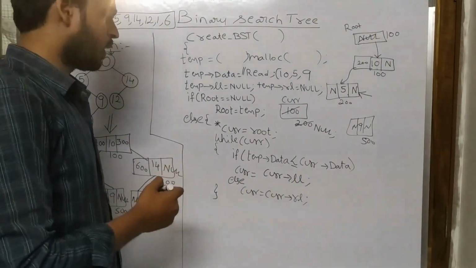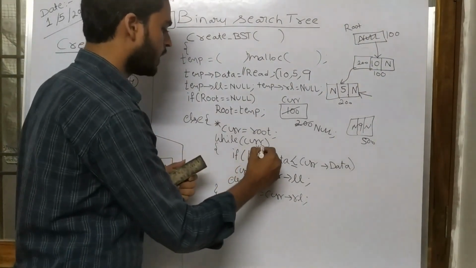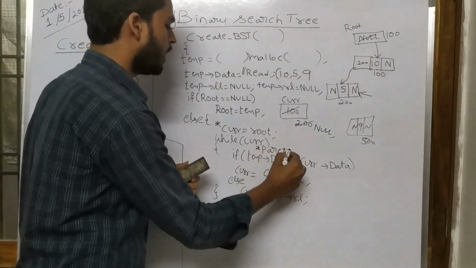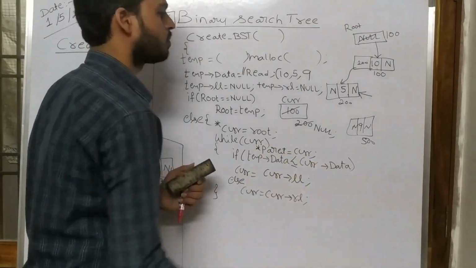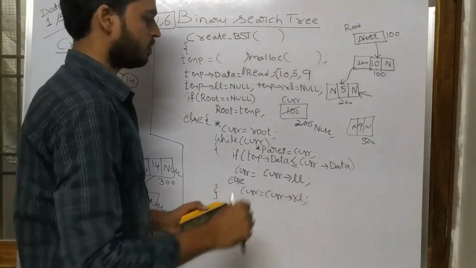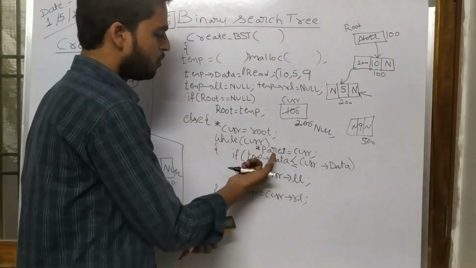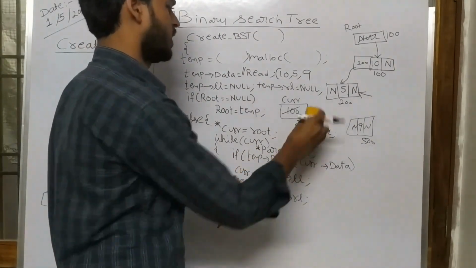So before making a move, every time what we will do is write something like this: parent equal to current. Parent equal to current. Actually, I have explained this completely in binary tree. So before going to modify, once again I will explain the problem.